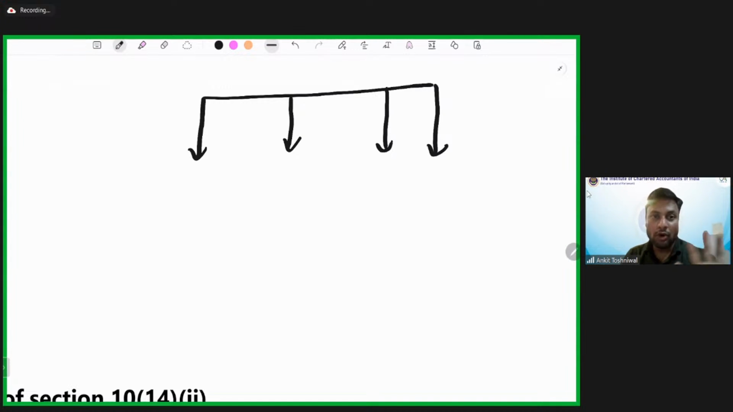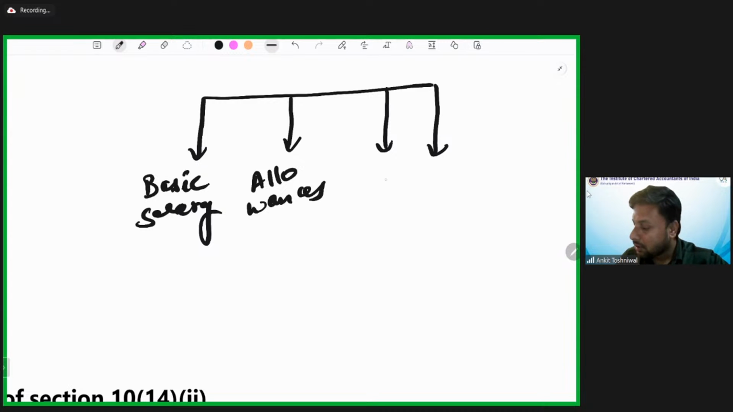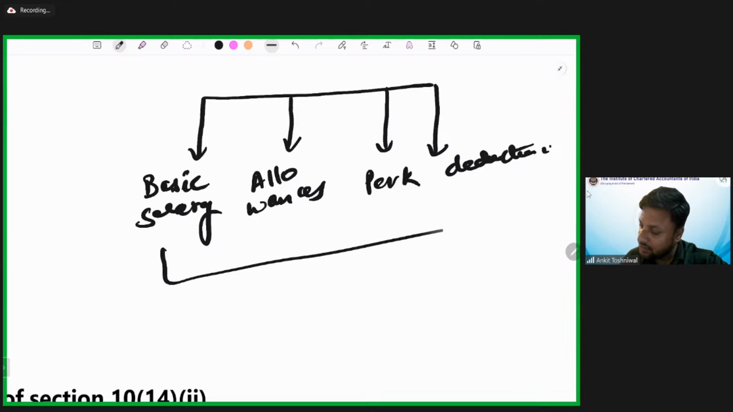We will study, it is not in the law, but we will study this chapter in 4 major parts. One is basic salary or basics, which we already covered. Second, we will study allowances. Third, we will study perquisites. And we will study deductions in the fourth case. This will be the flow.